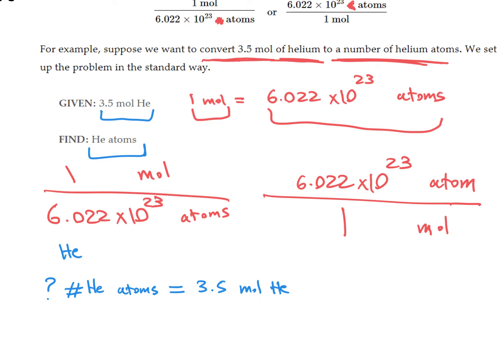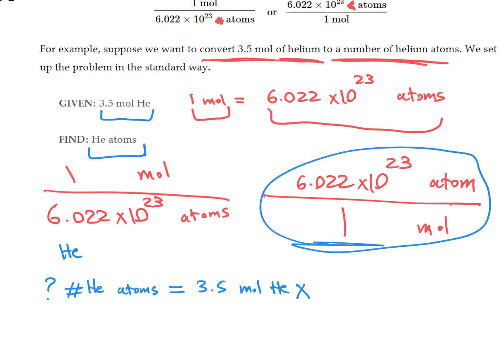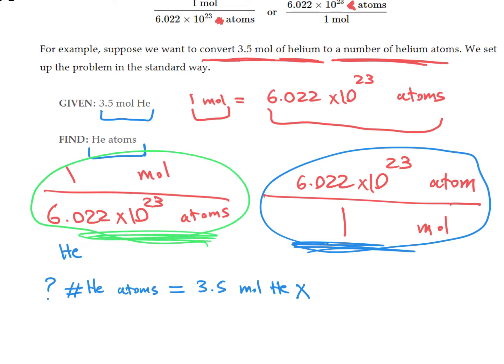So now I want to write a conversion factor to convert moles to number of atoms. Should I write this conversion factor, the blue one, or the green one? Which one? So why blue or why green? Yes? Blue, because you're looking for the number of atoms. You want that to be in the numerator, not the denominator. Exactly.